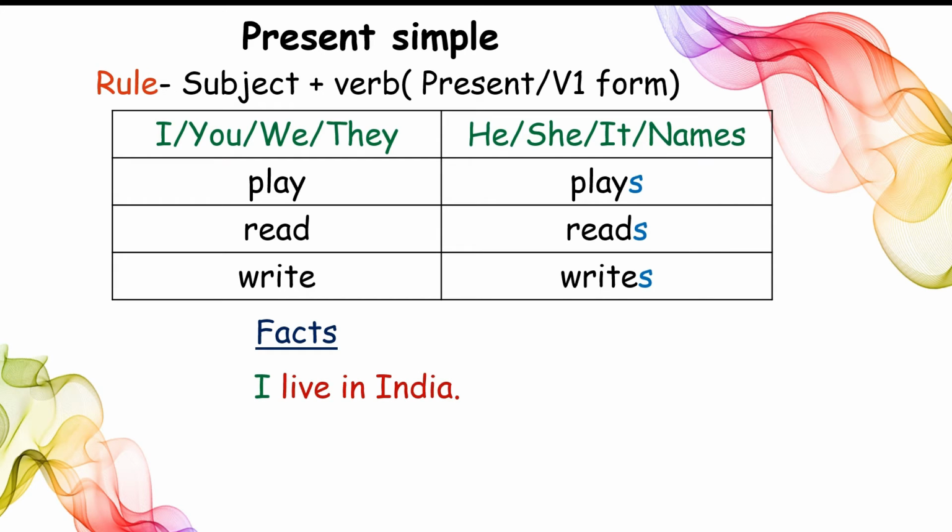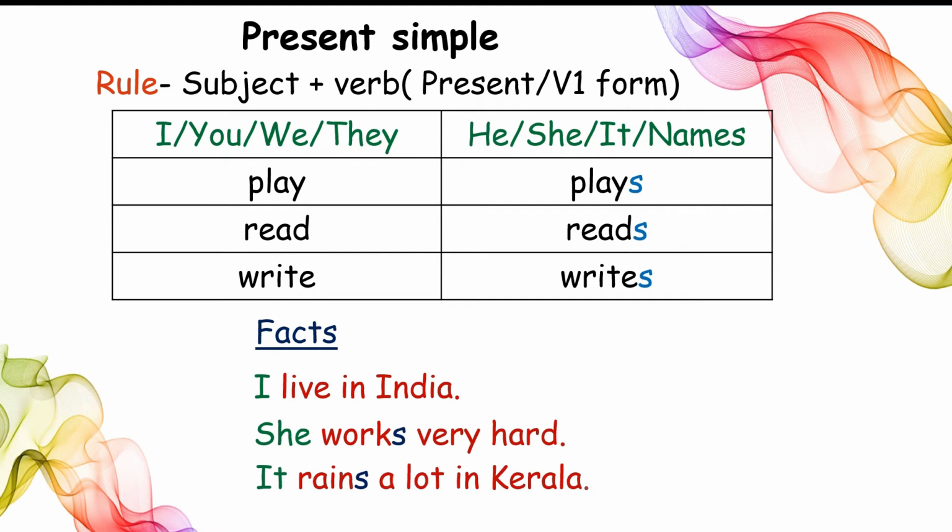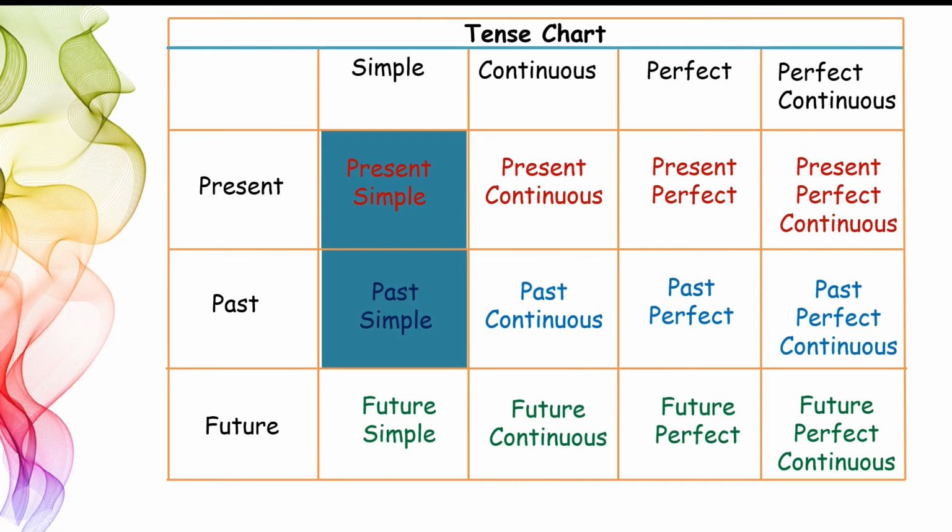I live in India. It is a fact that I live in India. She works very hard. It rains a lot in Kerala. In the second and third sentence, the verb again adds S to it because the word she and it are in third person singular form. Hope you have understood clearly about present simple tense. Let's go ahead and learn about past simple tense.